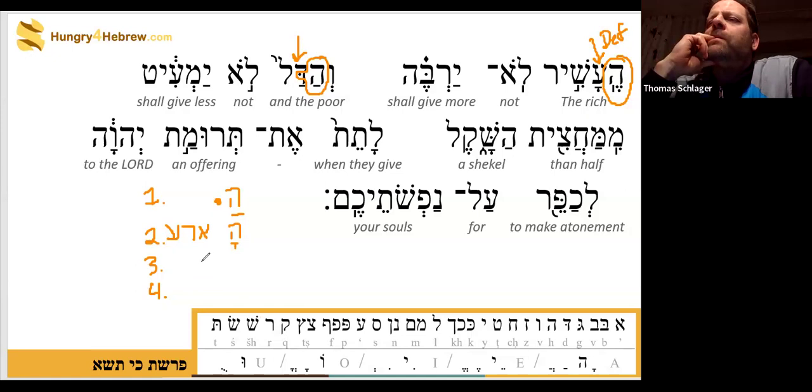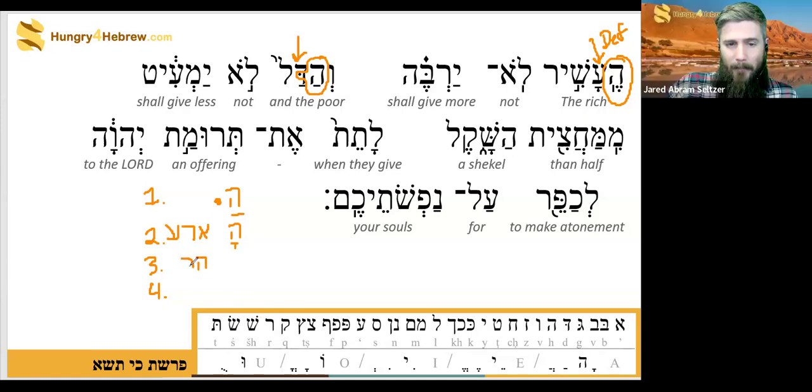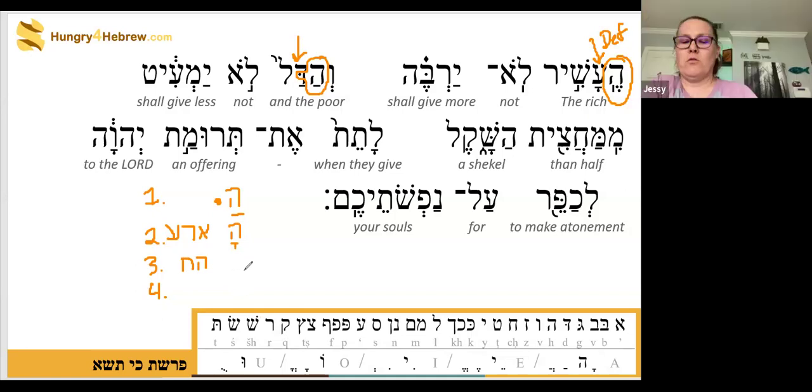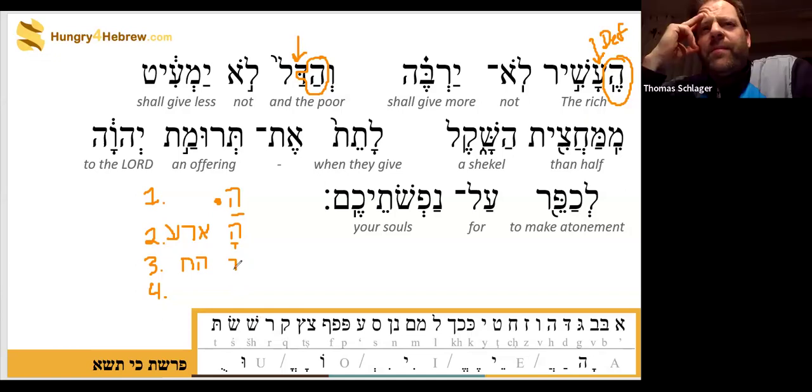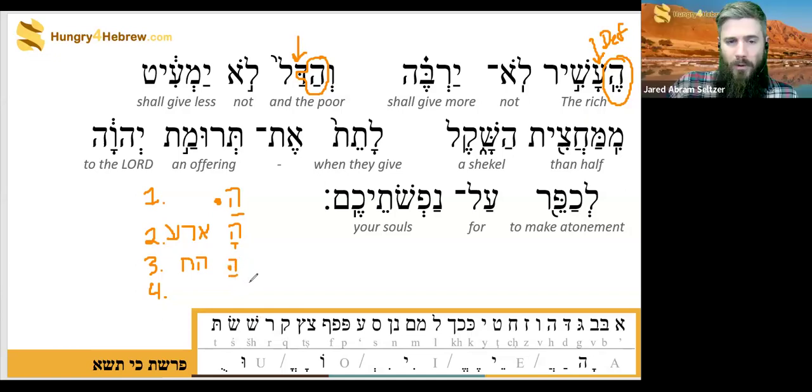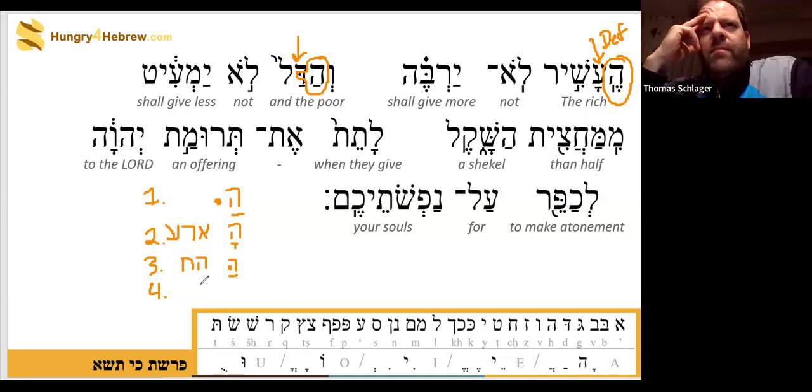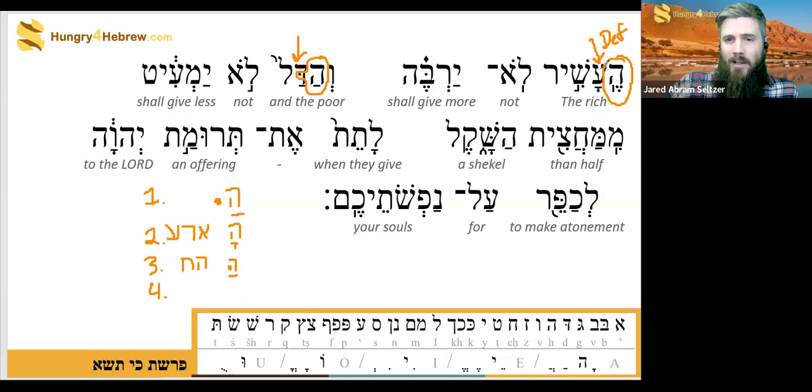What if the word starts with a hey or a chet? Just the patach. This is what's called virtual doubling. The patach stays, but no dagesh is inserted into the guttural. We just pretend that it was doubled, even though it's not. And it probably has something to do with how hey and chet can be pronounced for a longer period of time. So you can virtually double it.